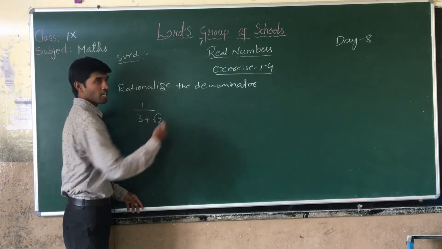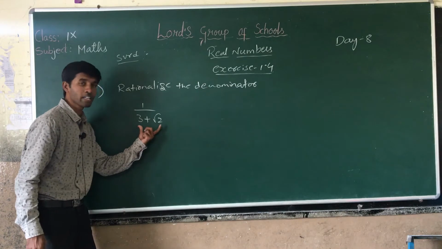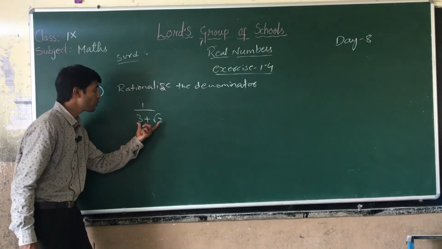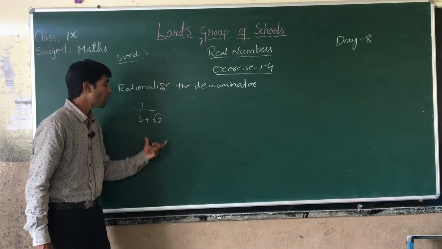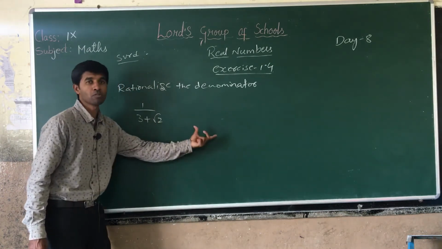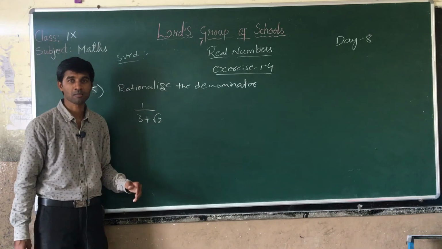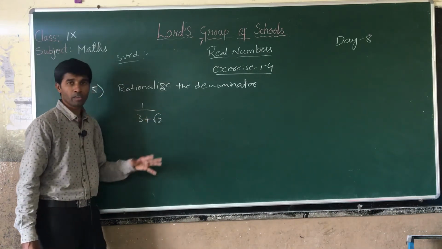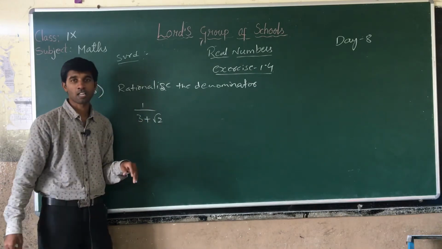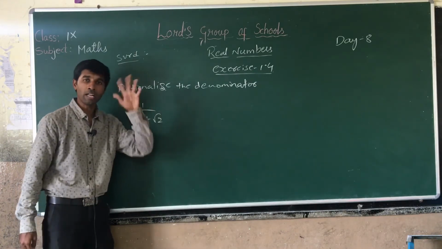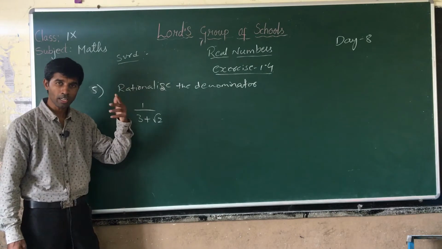That is the meaning of rationalize the denominator. We have to make the denominator a rational number. To make the denominator rational, what we have to multiply, what we have to add, what we have to divide, something like this. Whatever you are doing, finally you have to make the denominator a rational number. The numerator may be anything, either a rational number or an irrational number.